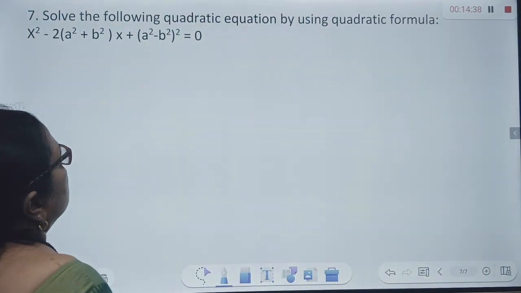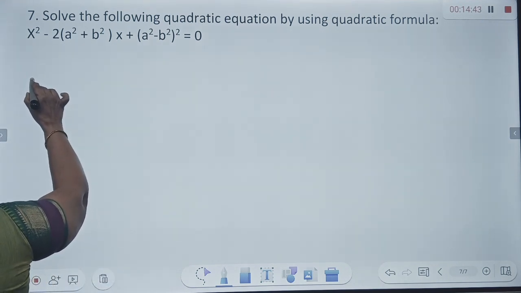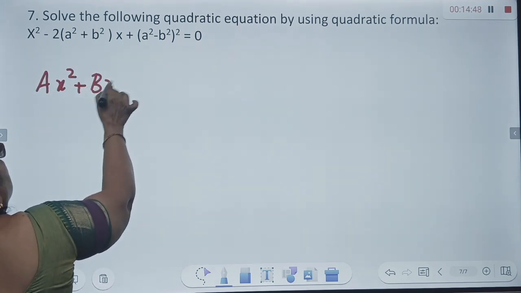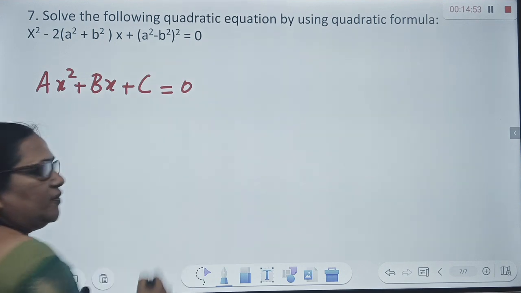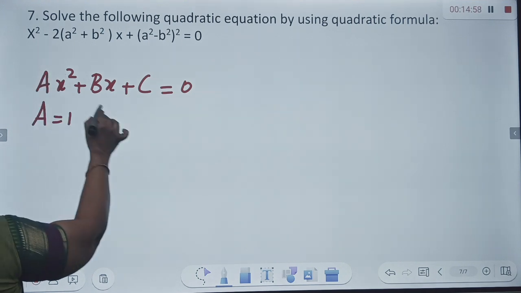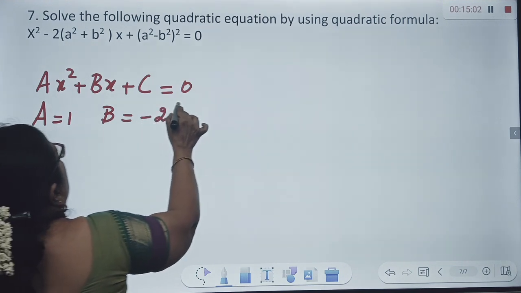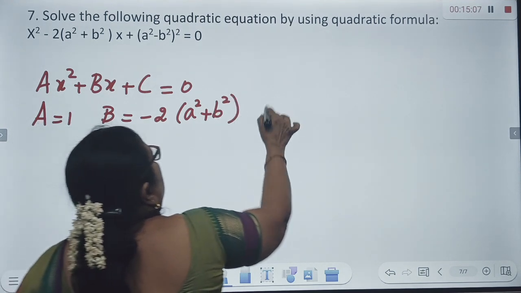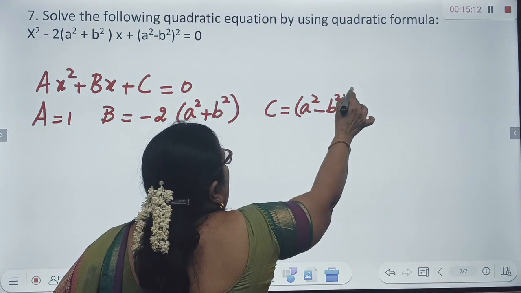Now again we are going to use the quadratic formula and solve this equation. So here we will use ABC. Let the quadratic be Ax square plus Bx plus C. Since it already has small a and b, I am distinguishing between both. Now capital A is 1, the coefficient of x square. Capital B is the coefficient of x, which is minus 2 into a square plus b square. C will be a square minus b square, the whole square.